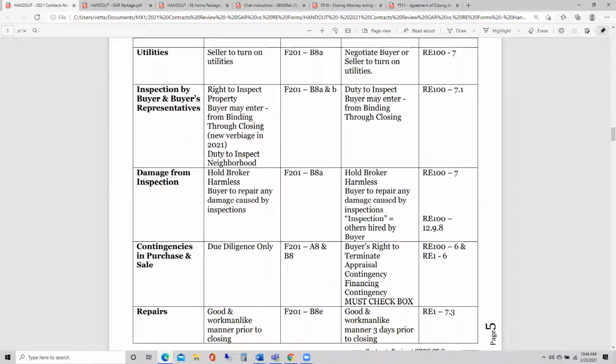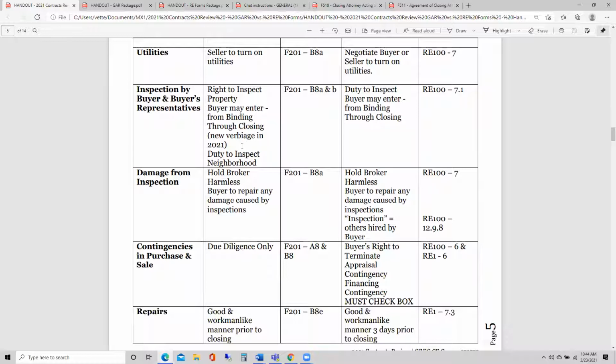All right, under those same inspection clauses, under the GAR contract, it does say that the buyer has the right to inspect the property, and the buyer may enter the property from binding through closing, and they have a duty to inspect the neighborhood. Under the RE forms, it says duty to inspect the neighborhood, buyer may enter binding through closing. So in essence, that is the same.